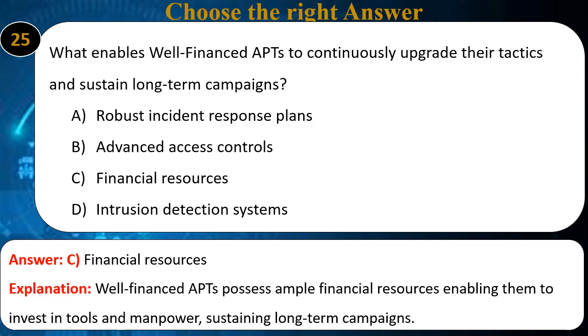The answer to what enables well-financed advanced persistent threats to continuously upgrade their tactics and sustain long-term campaigns is most likely C. Financial resources. Here's why the other options are less likely. A. Robust incident response plans. While having a strong incident response plan can help an organization mitigate the damage from an advanced persistent threats attack, it does not directly contribute to the advanced persistent threat's ability to upgrade its tactics or sustain its campaigns.